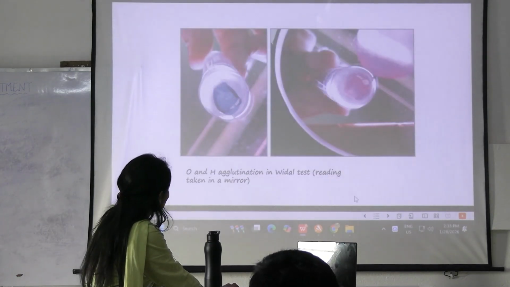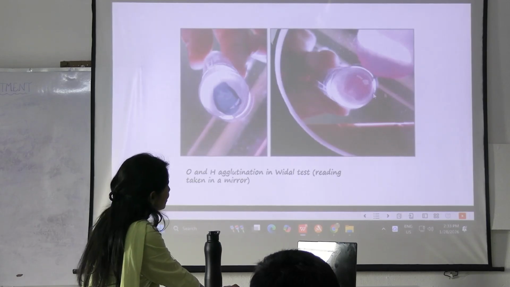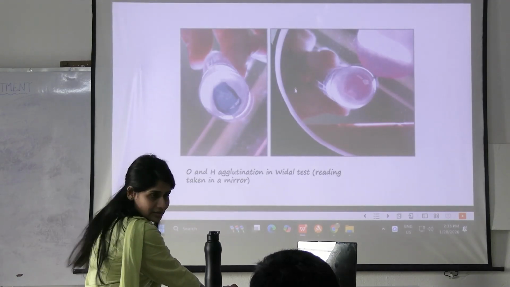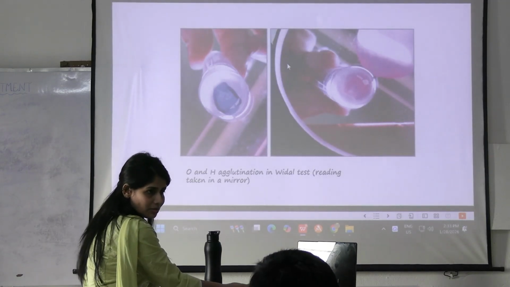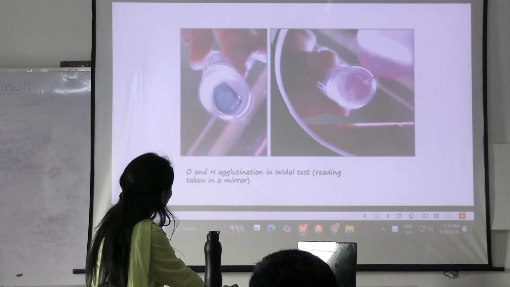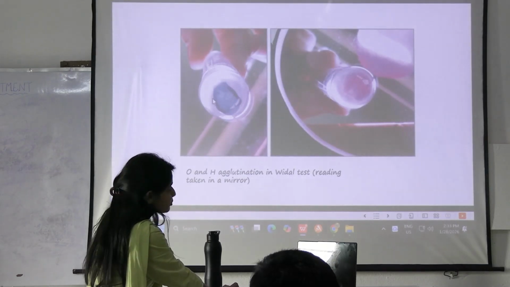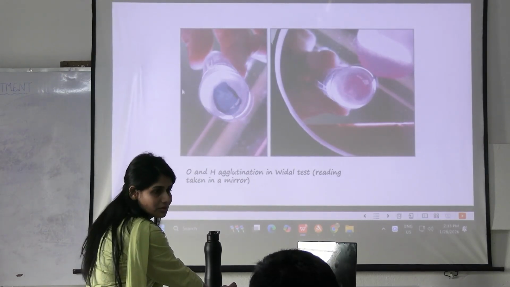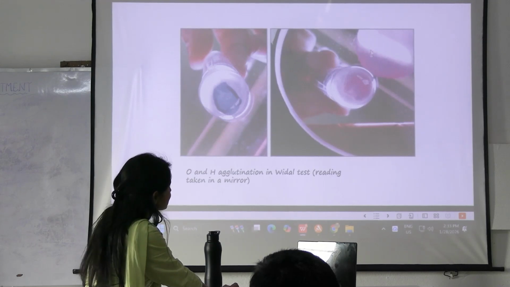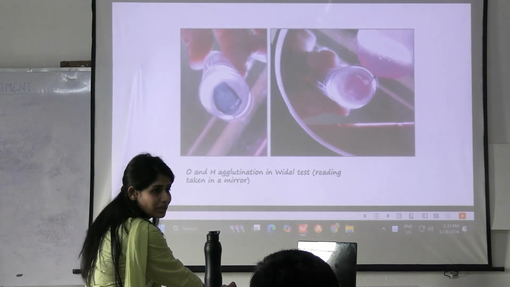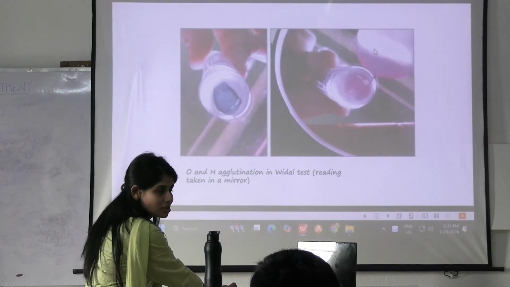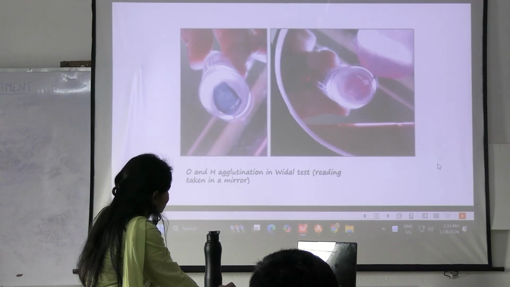So let's suppose, okay, this is observed under the glass. The reading is taken in the mirror, kept under the tube. So here you can see this. This is looking like a carpet to you. This is TO antigen, and this cottony woolly clumps. This is TH.